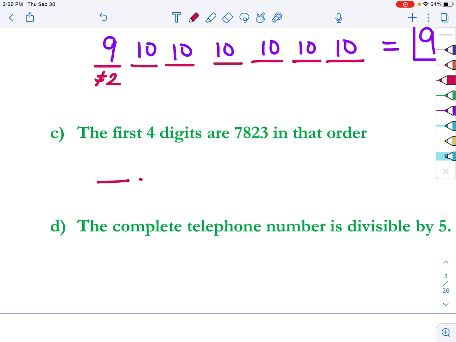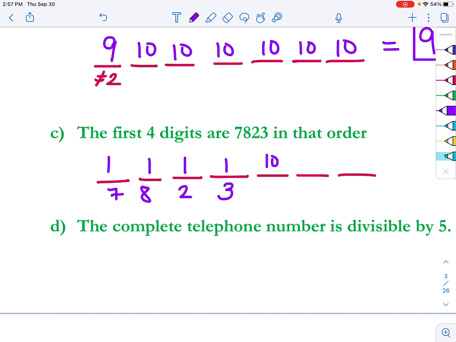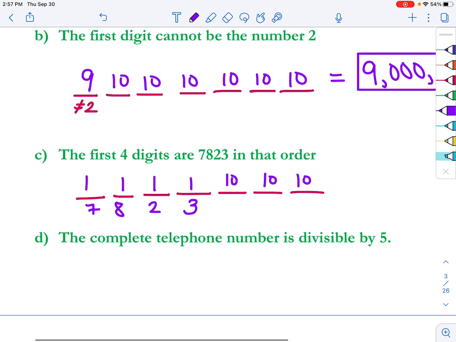The first 4 digits of our phone number, 1, 2, 3, 4, 5, 6, 7. They're telling us that the first 4 digits have to be 7, 8, 2, 3. Out of all the digits, there's only one option, that's the number 7. There's only one option, that's the number 8. That's a funky looking 8. There's only one option, that's number 2, one option, that's number 3. But then we have 10 options for the remaining ones. So here we have only 1,000 options, since we're making it more specific, right? We're limiting what the first 4 digits can be.